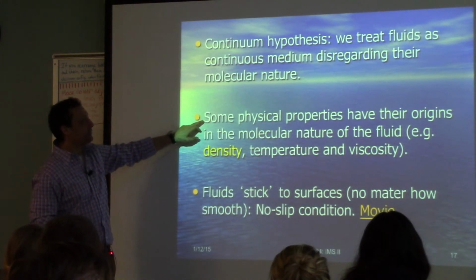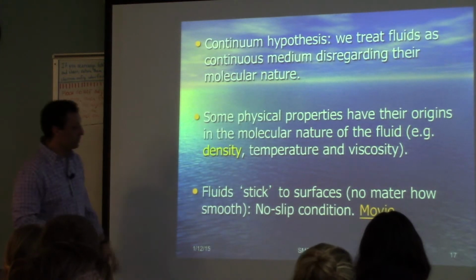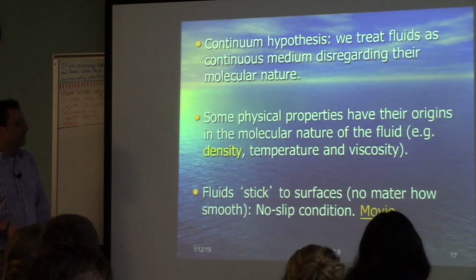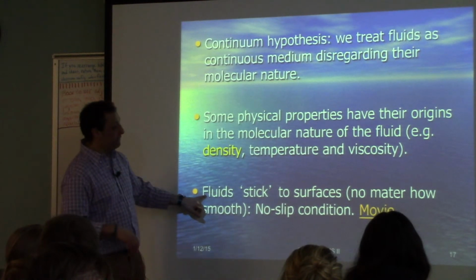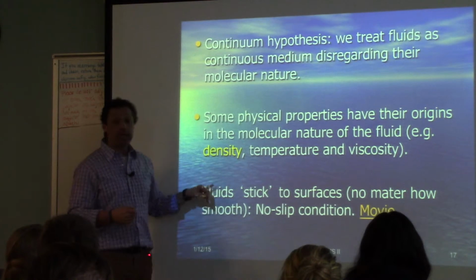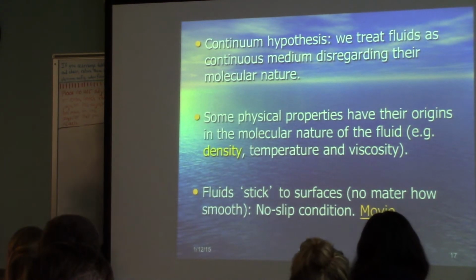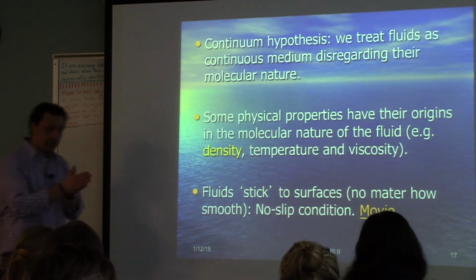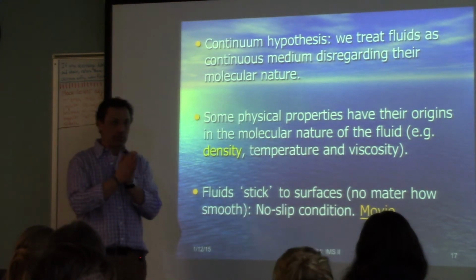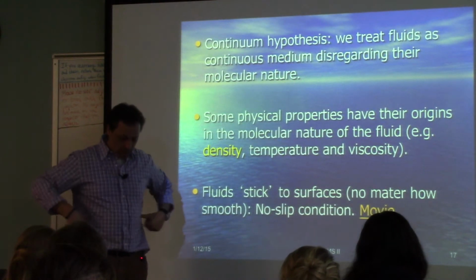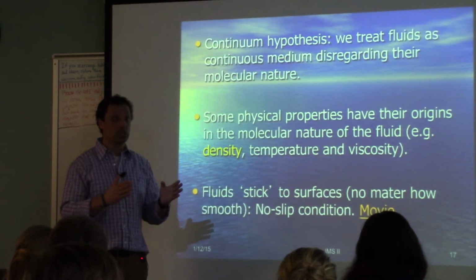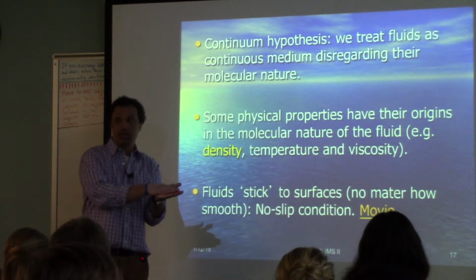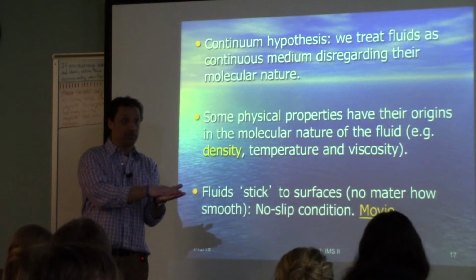And so, as I said, some physical properties do have their origin in the molecular nature of fluid. Density is one of them, temperature and viscosity. We can relate to that. And the last thing I want to talk to you about is what we call the no-slip condition. The no-slip condition is very, very important, and we'll come back to it a lot in the class. It's this notion that a fluid next to a surface moves at the same velocity as the surface. So if you're a fish, the fluid right next to the fish moves with the fish. If you flow over a bottom, the fluid right next to the bottom doesn't move if the bottom doesn't move.